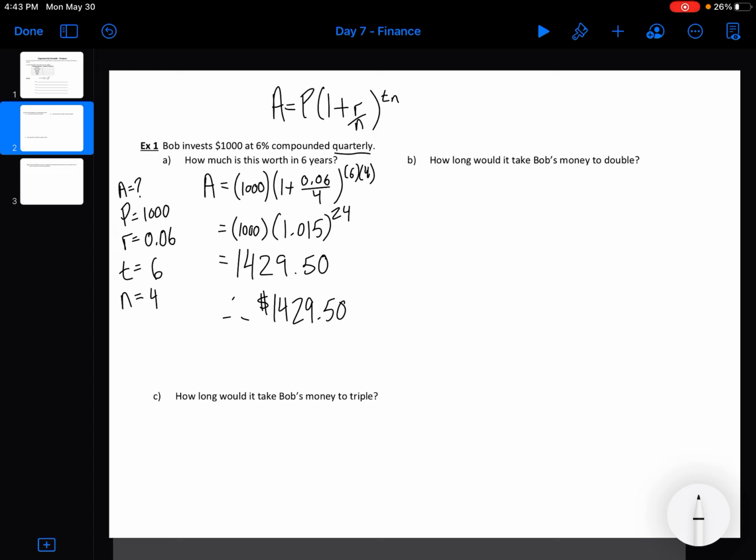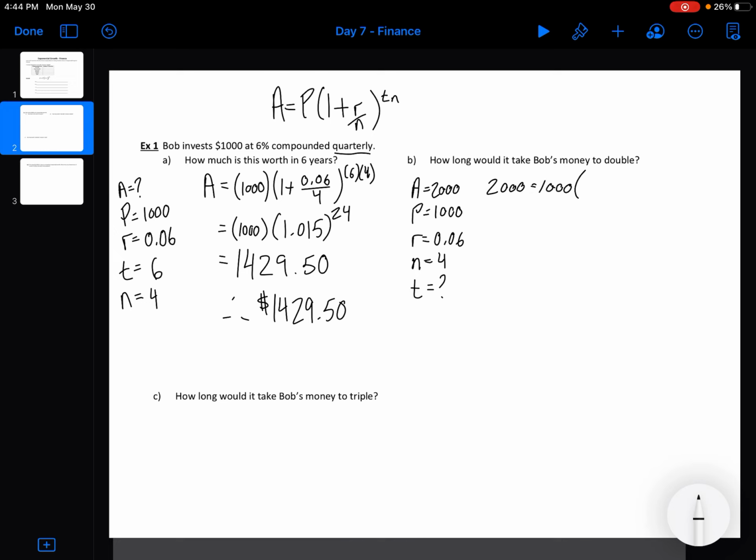Okay, how long would it take his money to double? Now we've done questions like this before. But if we're doubling, all that's going to be different is we've got A equals 2,000, P equals 1,000, R is still 0.06, n is still 4, but in this case we don't know what t is. Now this one's a little bit harder because t is going to be in our exponent.